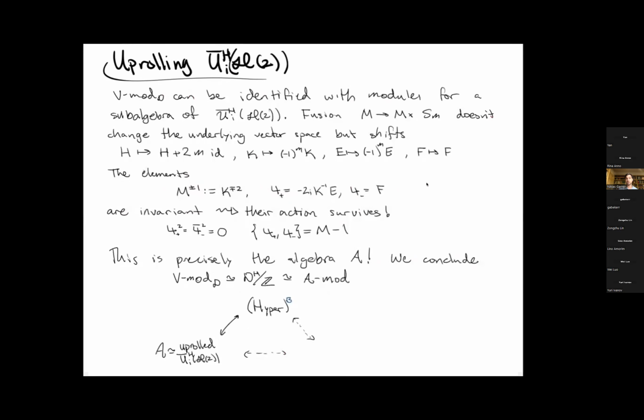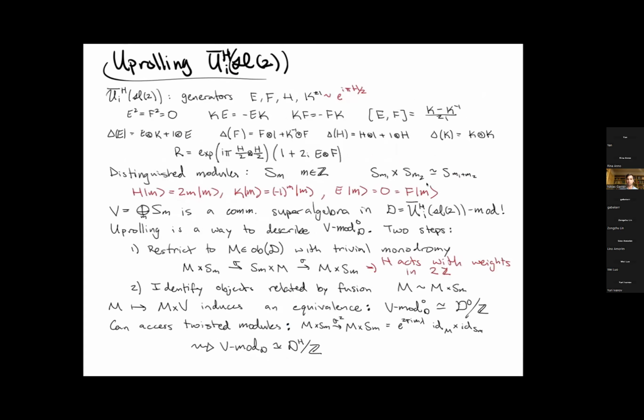But in any case, the basic statement is that fusion with these SMs doesn't change the underlying vector space, but it does shift the action of my generators, as I've written here. So fusion with SM will shift the action of H by 2M times the identity matrix. And similarly, it'll shift the action of K by multiplication by -1 to the M because of this restriction constraint. And then it also shifts the action of E, and that's because of this coproduct here.